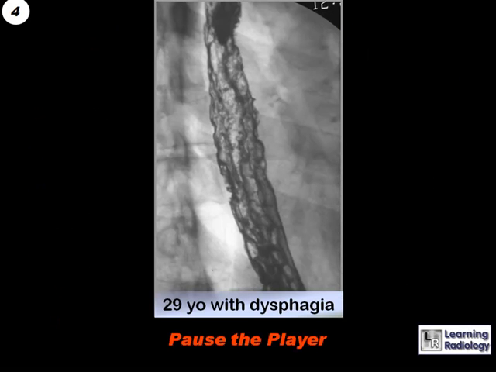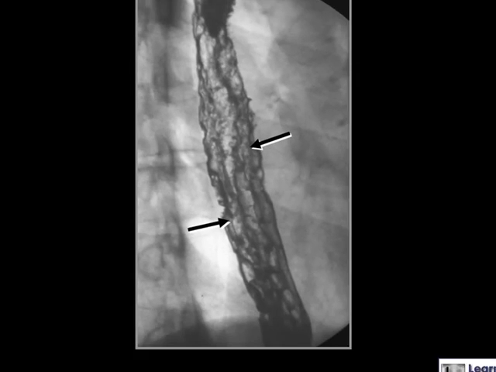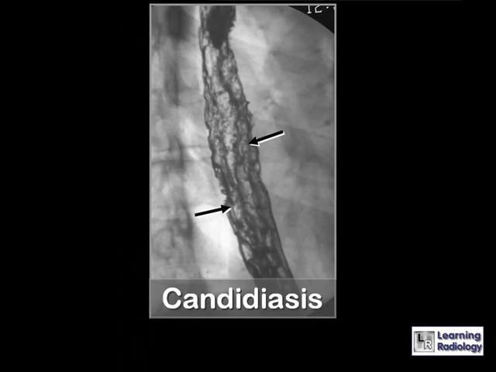This is the next case. It's an esophagram on a 29-year-old with dysphagia. Pause the MP3 player. You'll notice that there are multiple linear plaque-like filling defects as well as plaque-like linear ulcerations, producing a somewhat shaggy appearance to the esophagus. This is the typical appearance for candidiasis of the esophagus.